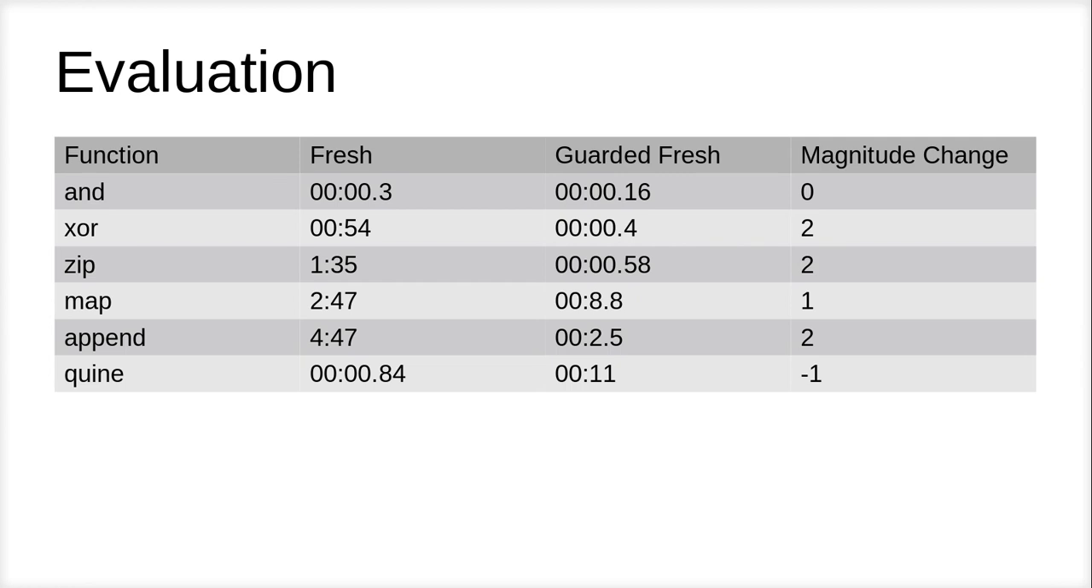And as you can see, while AND was simple enough that both interpreters synthesized it fairly quickly, the slightly more complicated XOR was much easier for the guarded interpreter. Likewise, with all of the recursive functions, the one surprise was that actually quines were very significantly slower in the guarded interpreter. I don't really have a great theory as to why.